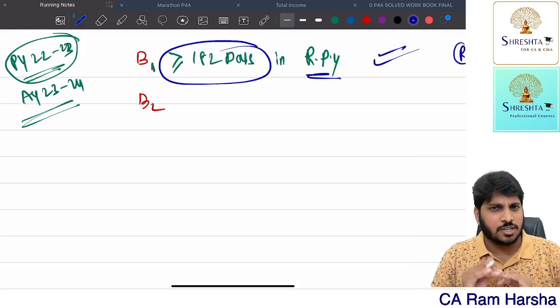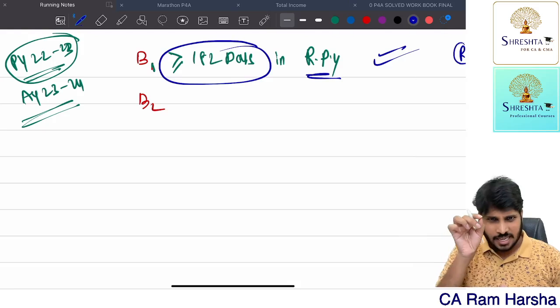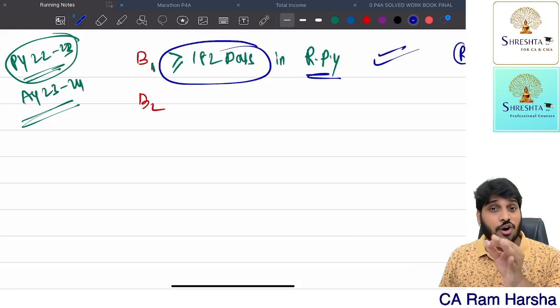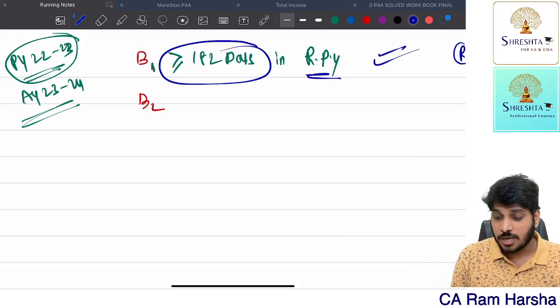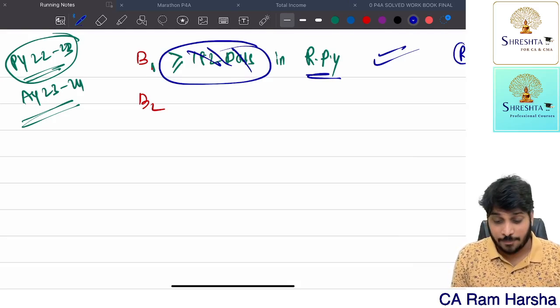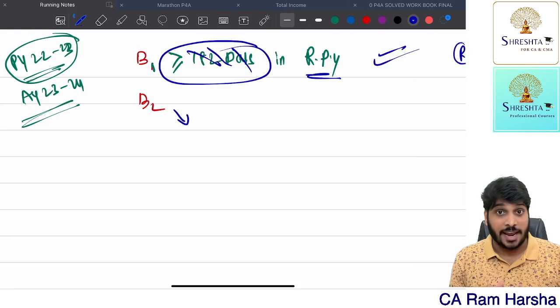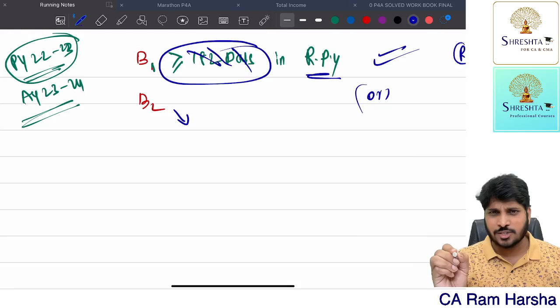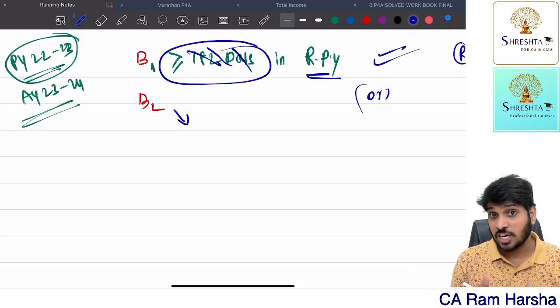Current year, are you resident or not? We are checking basic condition 1. In the current year, in the relevant year, if you stayed for 182 days or more, you are a resident. Suppose you did not stay for 182 days. Then condition B2, another option, is there. You have not stayed 182 days or more in the relevant year? No. Okay, then we check B2.